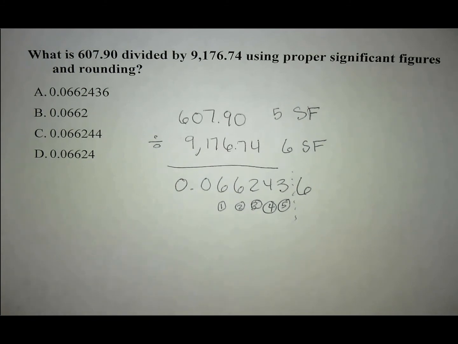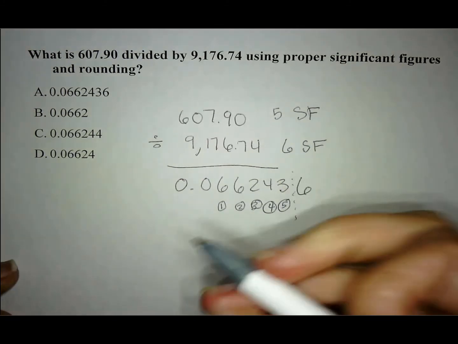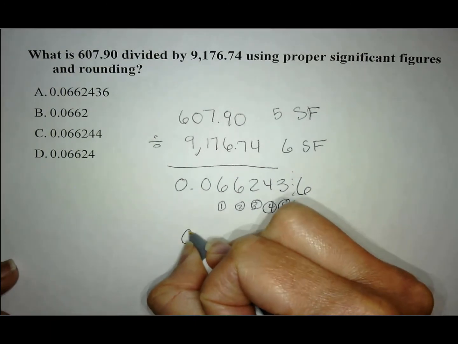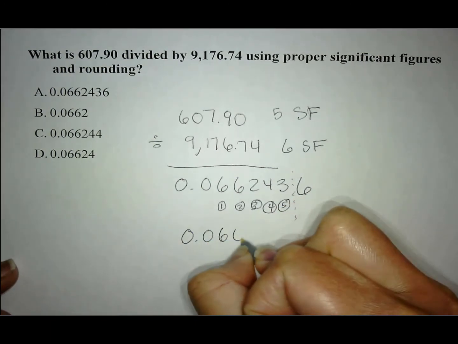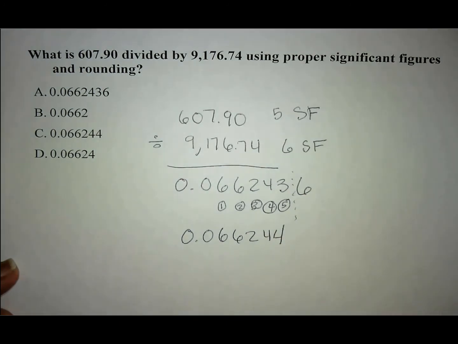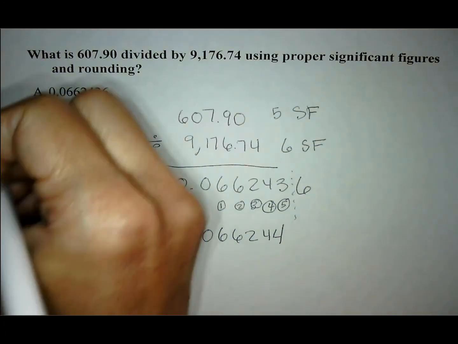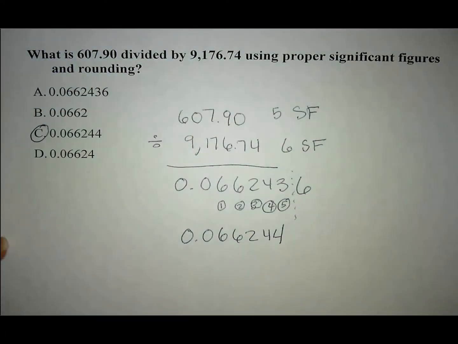But before we cut it off, we look at that next digit, the first one that's going to be dropped, and that tells us whether to round up or down. In this case, it's a 6, so we round up, which means we're going to be changing the 3 to a 4. So we're going to round our number to 0.066244, which has 5 significant figures. And that means that our correct answer is C.